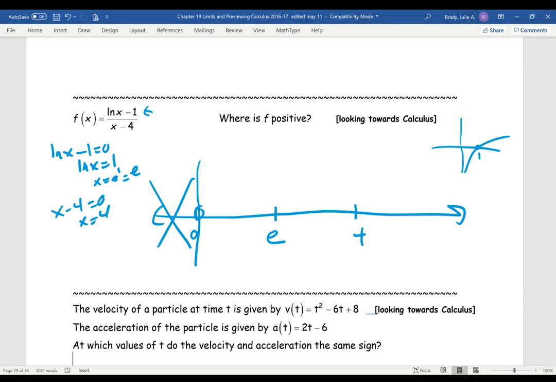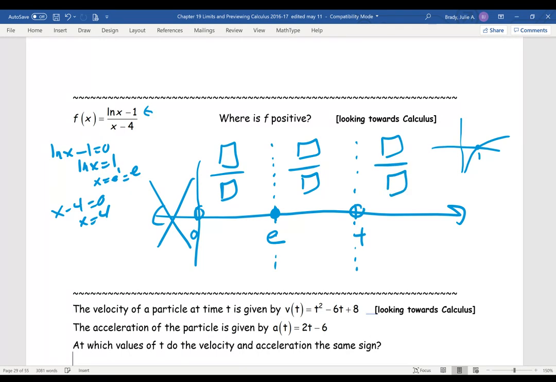Okay, let's think. If you put in e, you get the numerator 0. So I just make a little closed dot there. It shows me that I get 0 there. And if you put in 4, you don't get any output. Okay, so now we have two sections. Let's do that strategy again. I like to make a template for my function. This one's a little easier because I have only 2 factors.